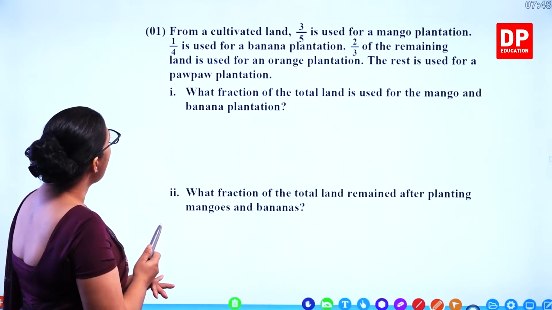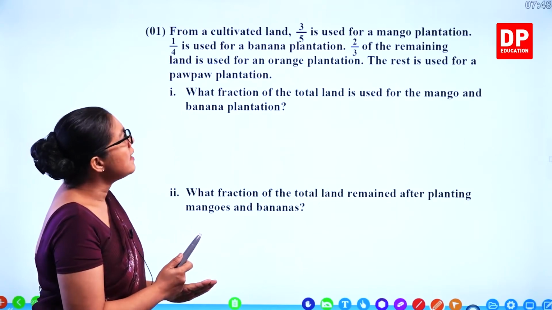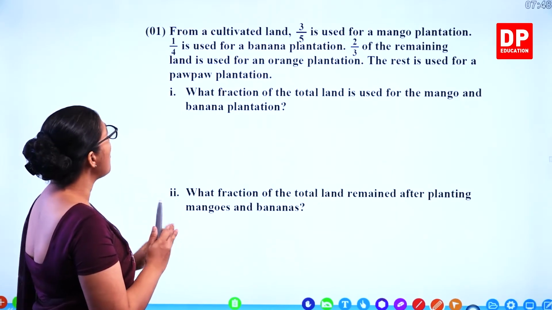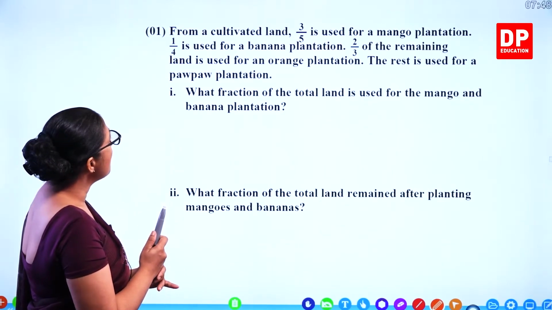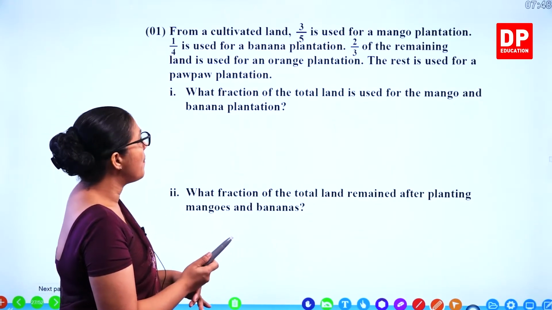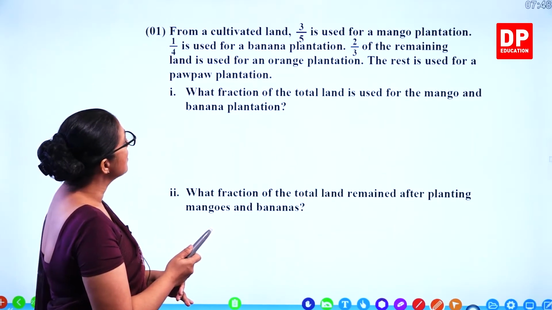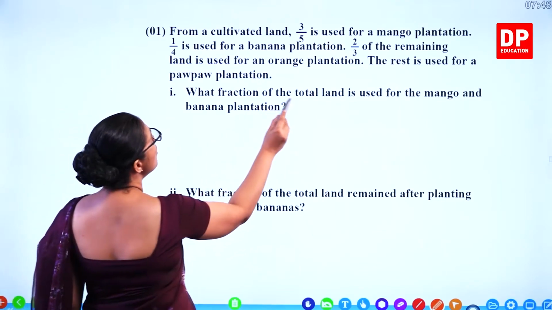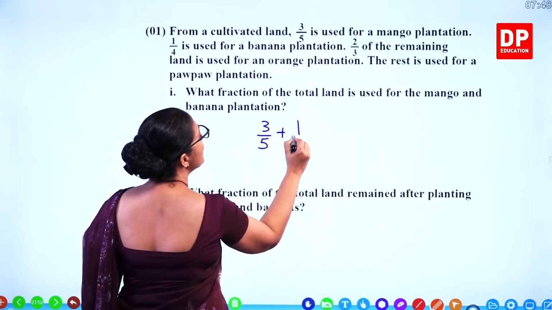In the first part it says, what fraction of the total land is used for the mango and banana plantation? Here you have to read it again and identify the fractions given. From the cultivated land, 3/5 is used for a mango plantation and 1/4 is used for a banana plantation. So we need the total of the 2, 3/5 and 1/4.